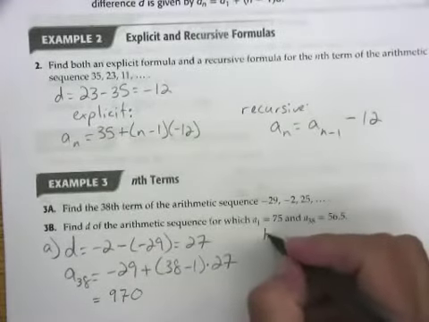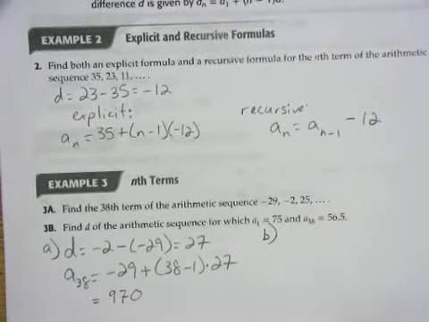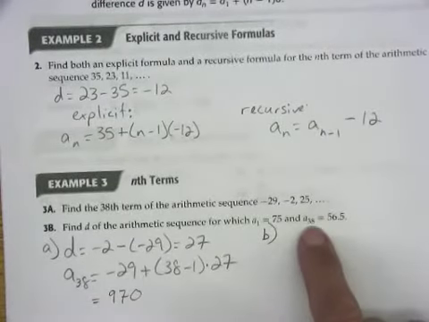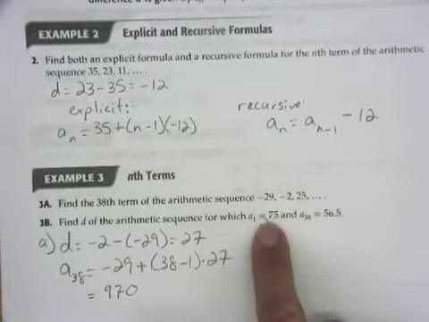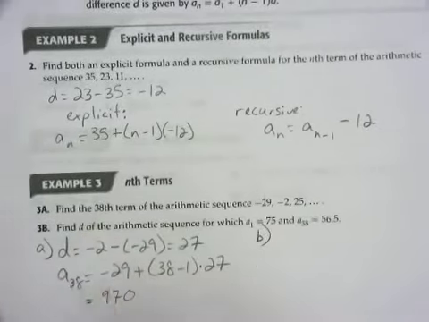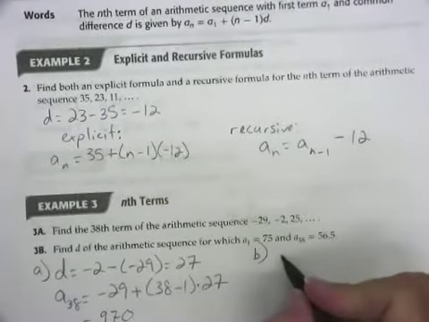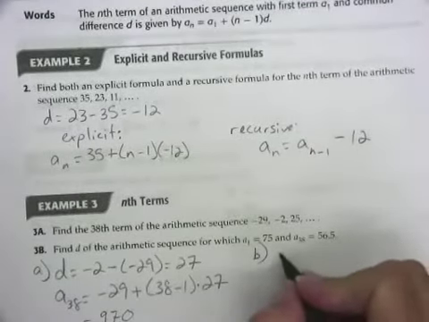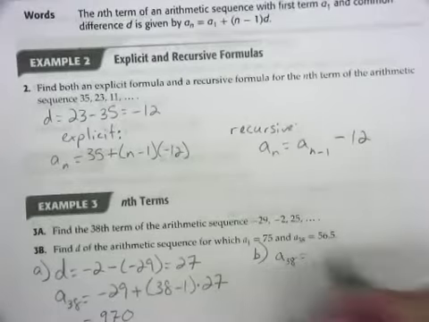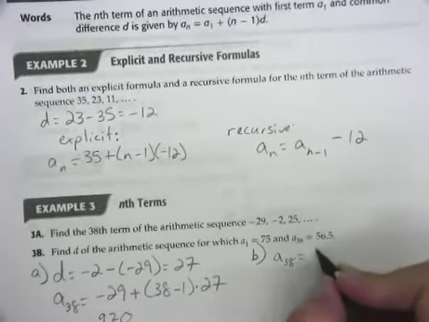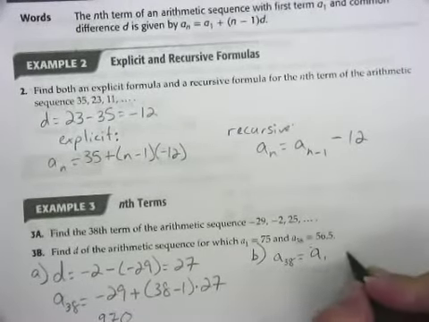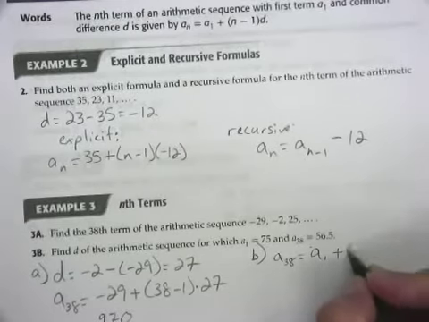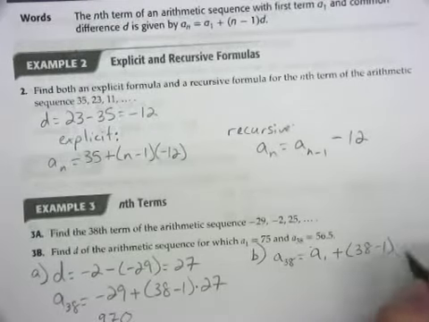In part B, this time I know what the 38th term is. I know what my first term is. I'm trying to find out what the common difference is. Once again, the formula becomes very useful to us. I know what my a sub 38 is. It's going to equal my a sub 1 plus 38 minus 1 times my common difference.